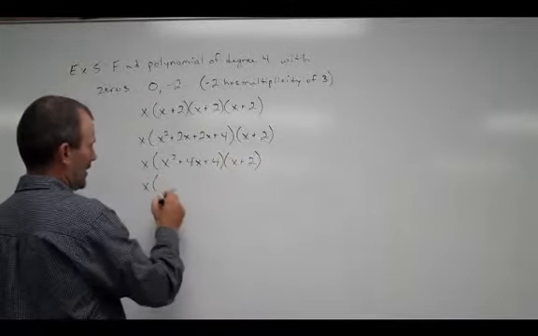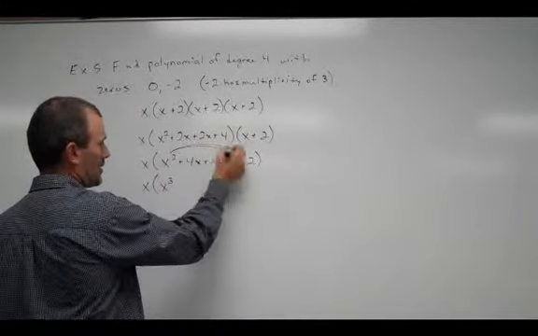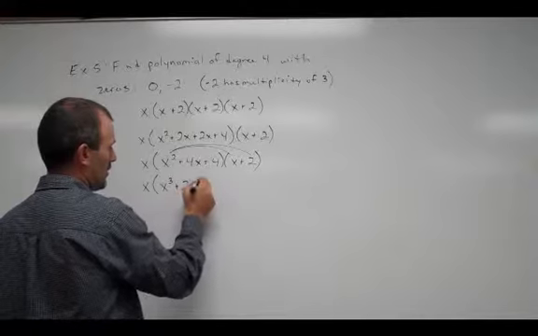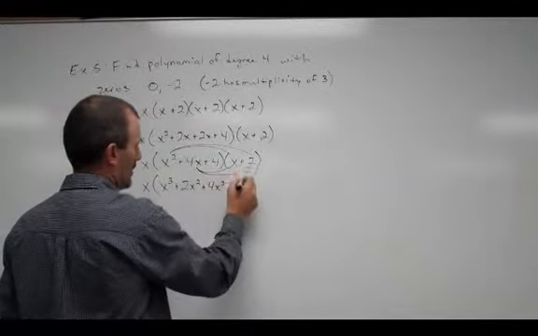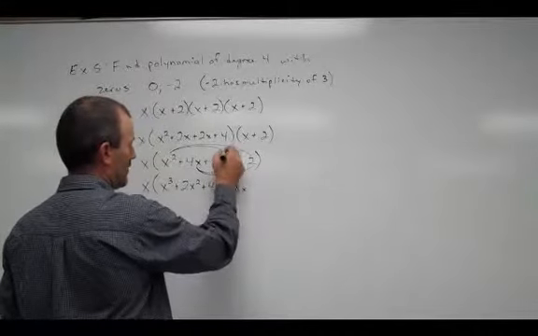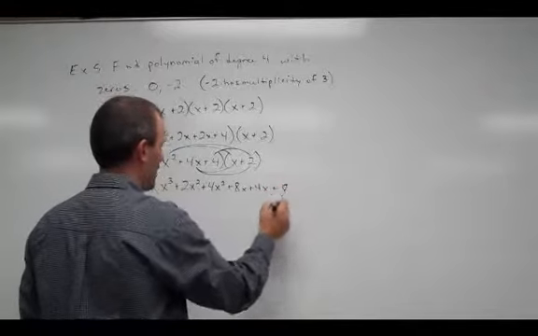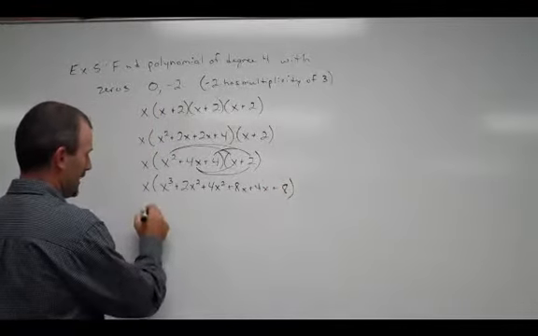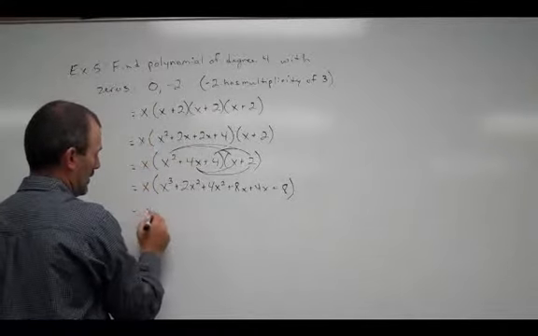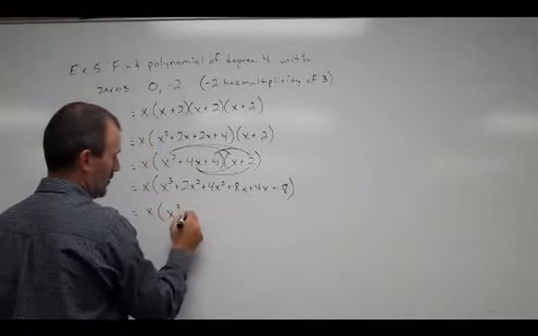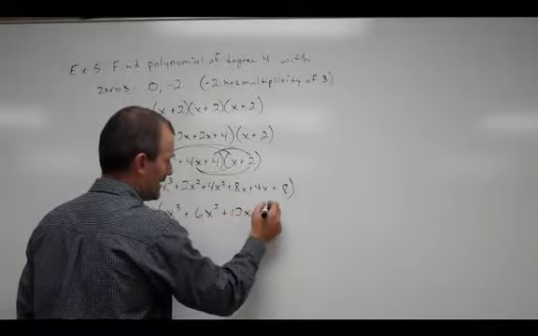So x stays there. x squared times x is x cubed. x squared times 2 is 2x squared. 4x times x is 4x squared. 4x times 2 is 8x. And then finally 4 times x, and 4 times 2. So again, simplifying that a little bit, these things are all equal from the very beginning. We've got x cubed plus 6x squared plus 12x plus 8.